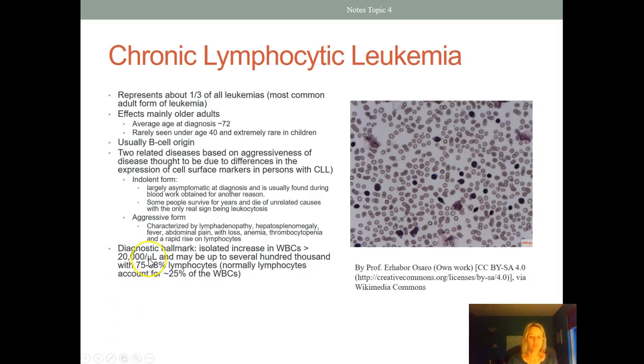high lymphocyte count. So the diagnostic hallmark is an isolated increase in white blood cells of greater than 20,000 per microliter, which could be up to several 100,000, and 75 to 98% of them being lymphocytes. Normally lymphocytes only account for about 25% of the white blood cells.